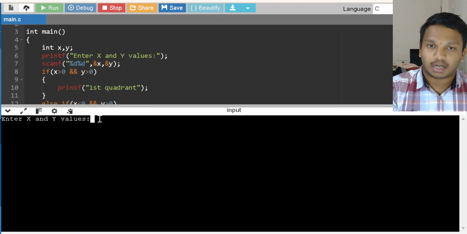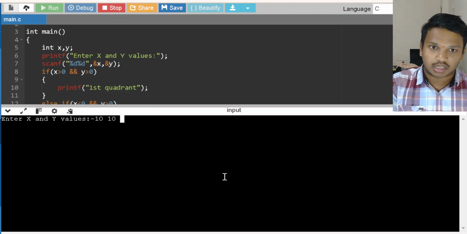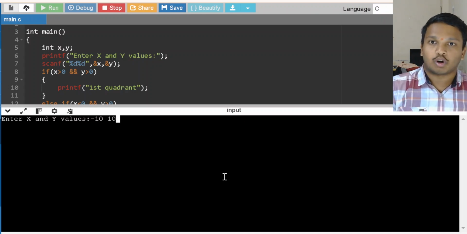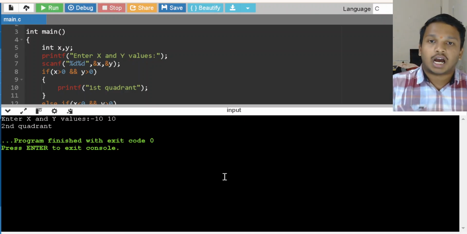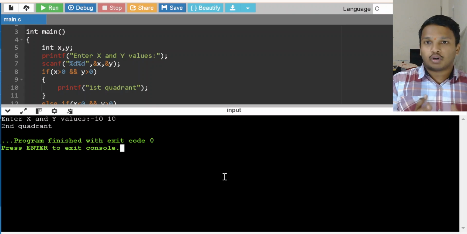So it is asking for both the values. Now I am entering minus 10 and plus 10, where x value is negative and y value is positive. It should print second quadrant, right? Yes, the answer is right. It is printing second quadrant. Now the program which we wrote is correct.